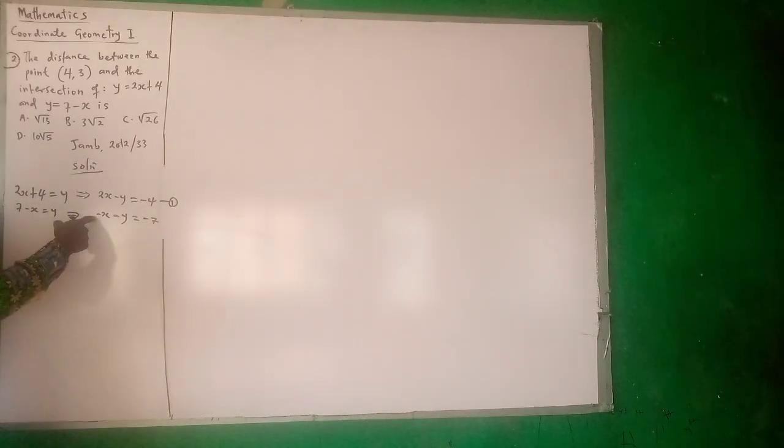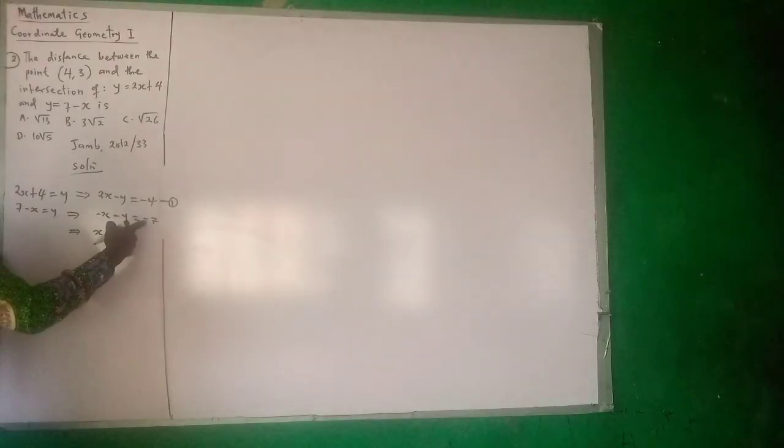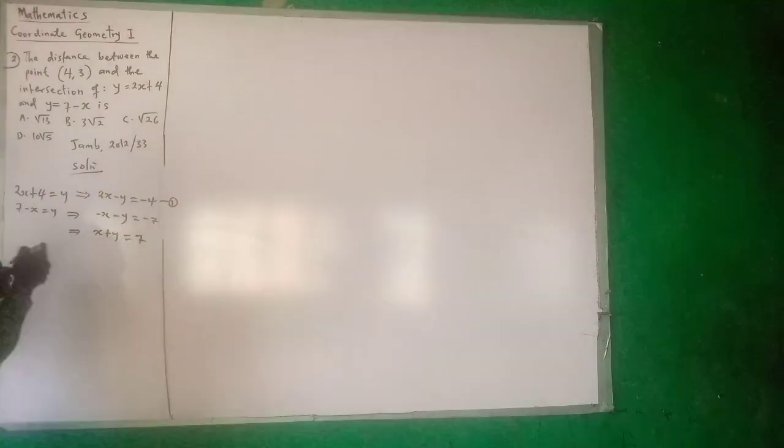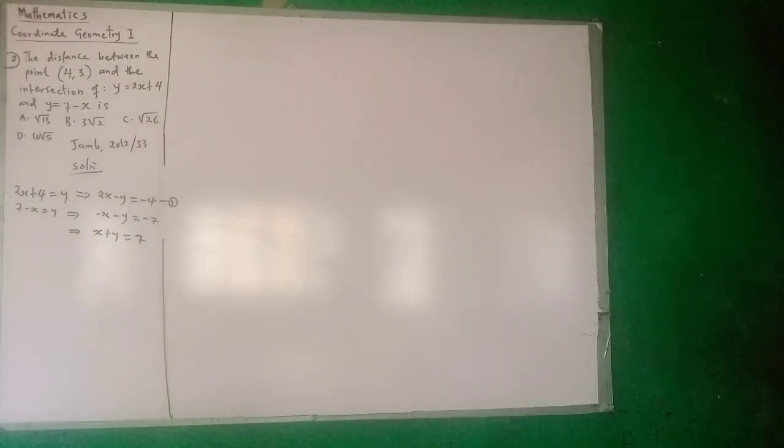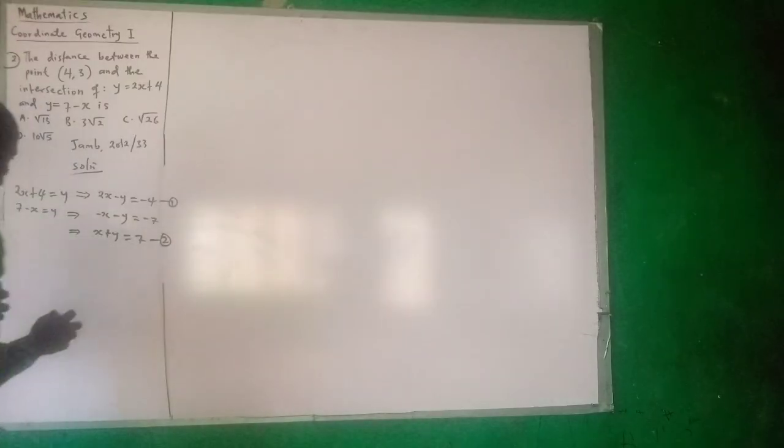Divide all through by minus to make x positive. So I'm going to have what? x, right? Because minus divide minus is plus, minus divide minus is plus. Get it down. Equal to minus divide minus 1 is plus, which is 7. You understand? Now this will be in question 2.